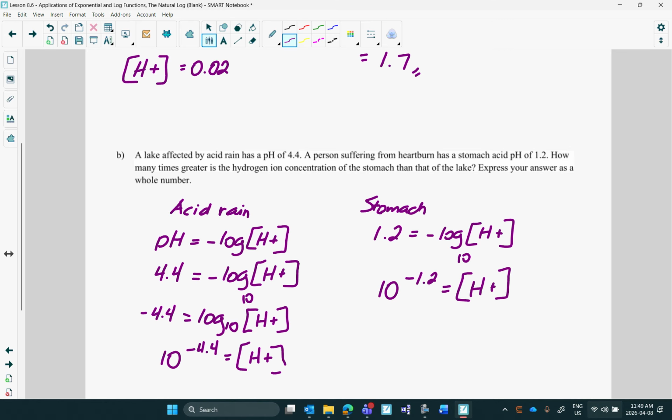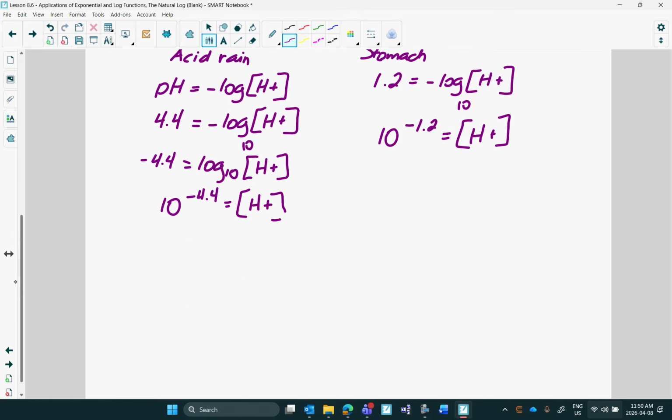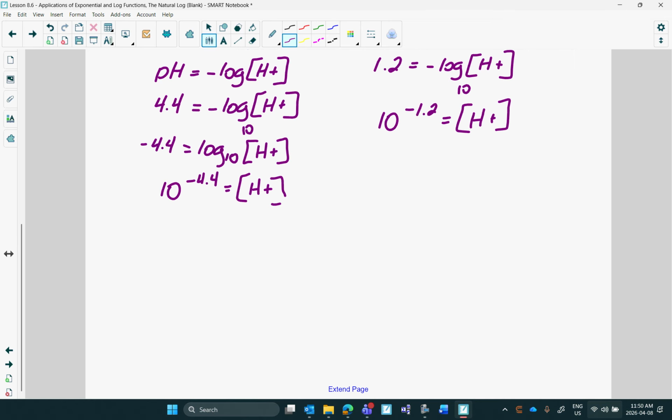So I am asked, how many times greater is this than this? How would you figure that out? Yeah, divide, right? Like how many times bigger is 20 than 2? 20 divided by 2. How many times bigger is this than this? This divided by this.